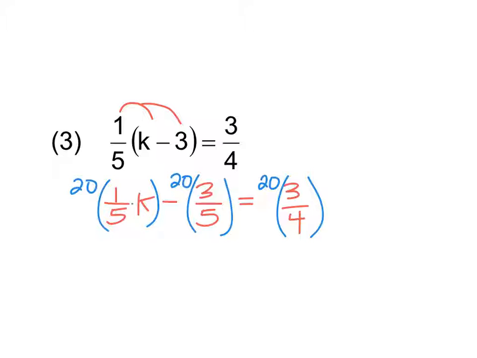Little cancellations here. 5 goes into 20 4 times. 5 goes into 20 4 times. 4 goes into 20 5 times. I want highlighter again. So we're multiplying.